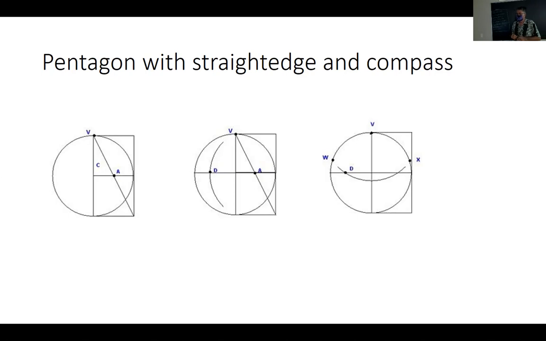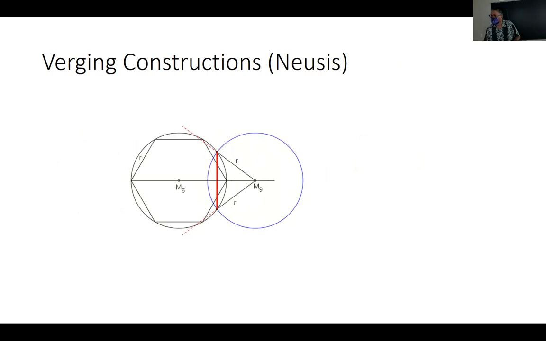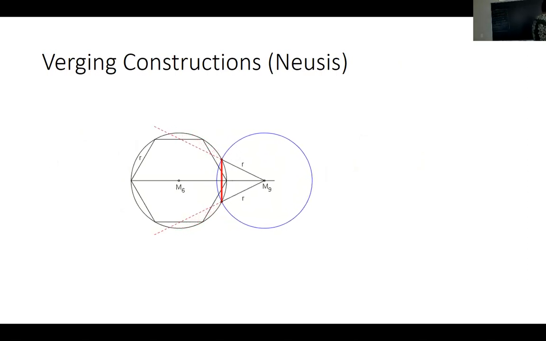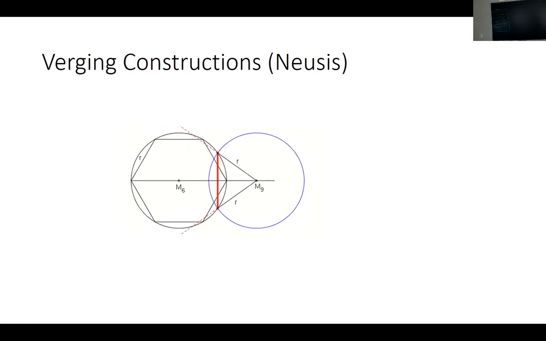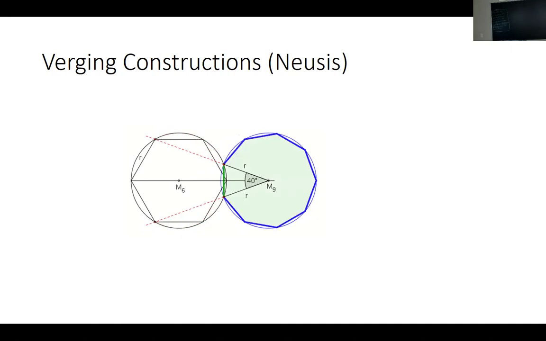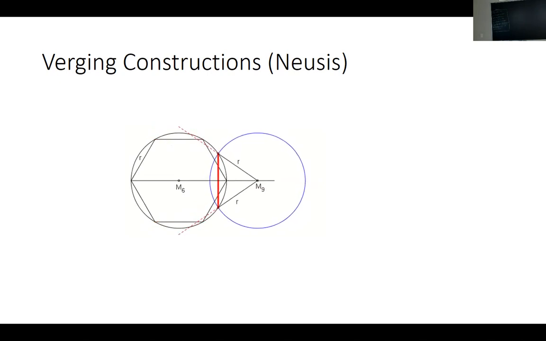Okay, so what they came up with then to give them extra tools to solve problems is what they called neusis, I don't know how to pronounce that word, which we call verging constructions or moving constructions. So what you do is you start off with a circle and you have a hexagon in it. A hexagon is a perfectly constructible figure, so you can do that. And then you take the tangent lines at these points here, and where they intersect, that gives you another circle, and that gives you a set of circles.